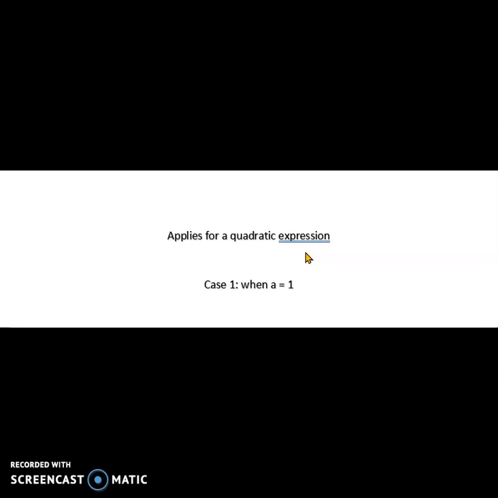Alright, and the key point to note is that the highest power of x is 2. So first things first, let's check and see if your expression qualifies and fits as a quadratic expression. If it does not, then we are no longer working with a quadratic, and the computing the square method will not work. So there's one cautionary note to point out.